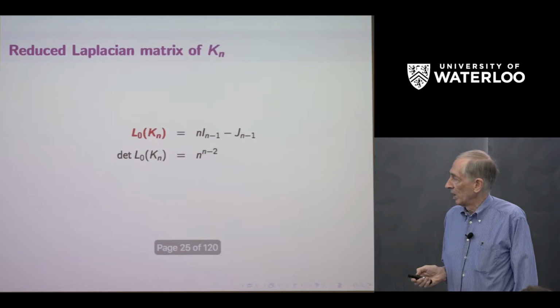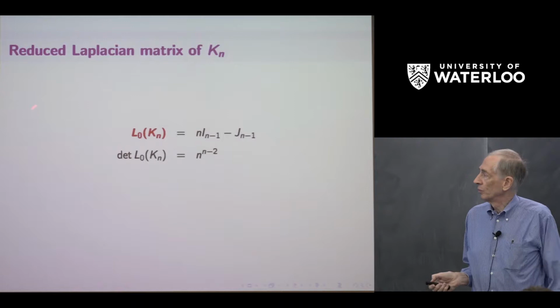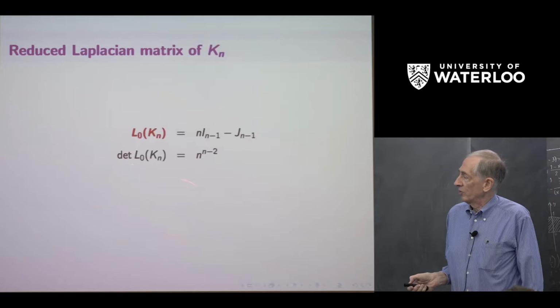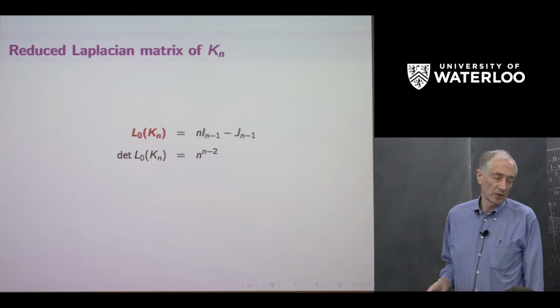And what about the general complete graph, Kn? The reduced Laplacian matrix is n times the identity matrix minus the all ones matrix. You know, it goes back to Borchardt that the number of spanning trees of the complete graph Kn is n to the n minus 2.